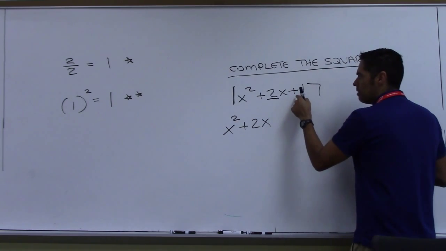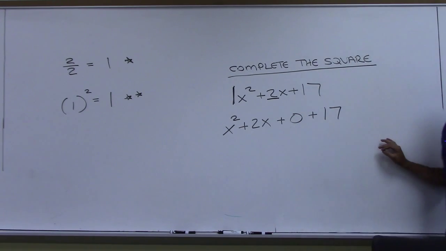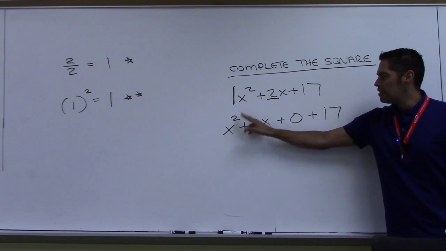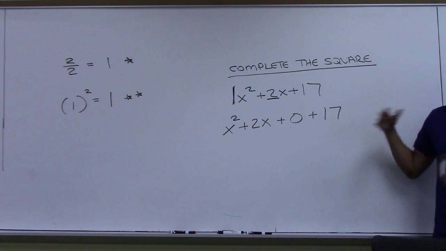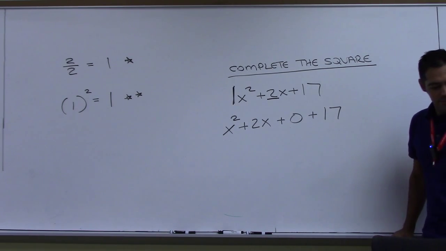So we're going to do something that's used in higher math that's a little bit better, which is to realize that right here in front of the 17 is a 0. Do you agree that that's a 0 right there? If I take x squared plus 2x plus nothing plus 17, it's the exact same problem. Yes? You agree with that, right?